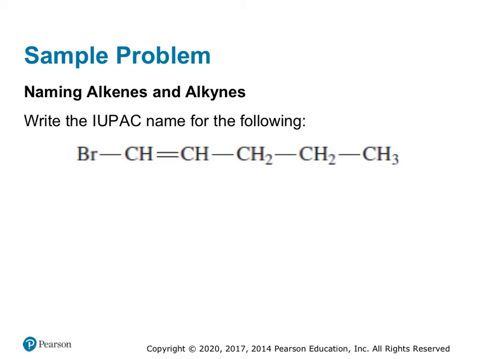So let's work on another example here, looking at these bonds. I notice I have a double bond, so that's going to be an ene ending. I'm going to count my carbons. I have 1, 2, 3, 4, 5 carbons again. So 5 carbons, the parent chain is pentene. And I'm going to number my carbons. I'm going to start at this end numbering the carbons. So I've got 1, 2, 3, 4, and 5. The double bond is after carbon number 1, so I'm going to name it 1-pentene. And then I've got this bromo substituent group that is on carbon number 1 as well. So I'm going to name it 1-bromo-1-pentene.